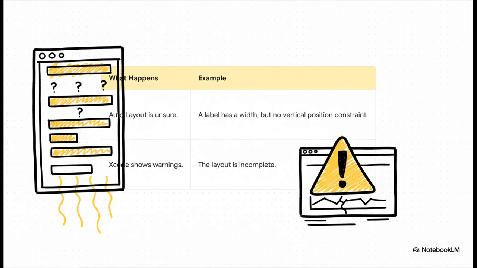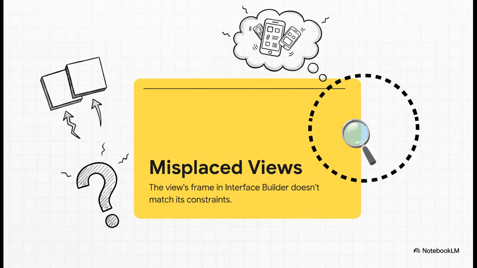And you can see exactly what happens here. The system has no clue where to place the view. A perfect example is a label that has its width set, but you've given it 0 vertical constraints. Should it be at the top, the bottom, dead center? Without that info, auto layout just takes a shot in the dark and it lets you know it's guessing with those little yellow warnings.